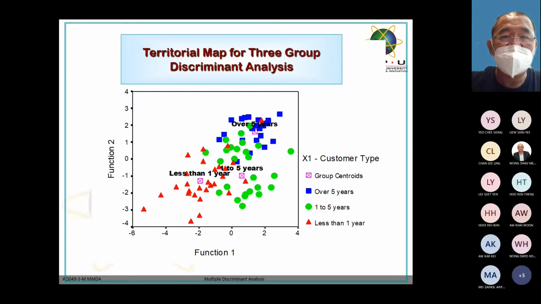So basically the pattern is linear. It's quite linear. The blue color over 5 years is quite high. I mean the function 1 high, the function 2 also high. So it's on the right upper, as compared to other two groups.